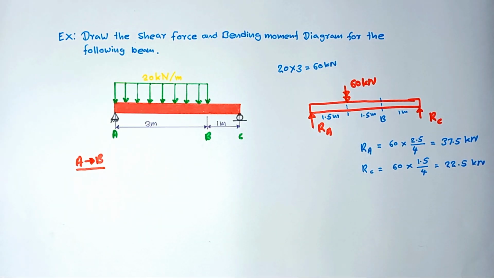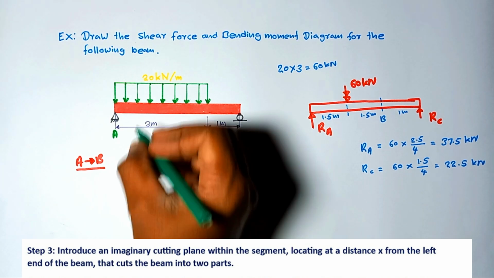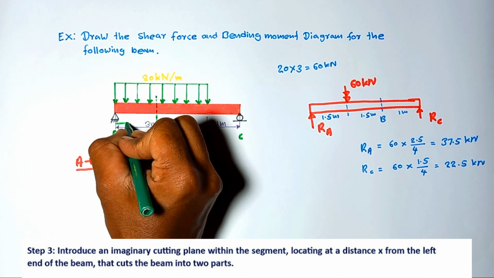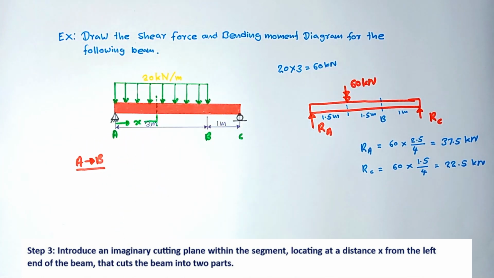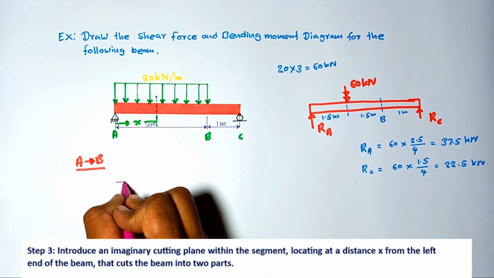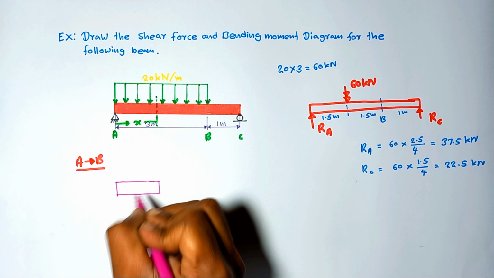When drawing the shear force and bending moment diagram, introduce an imaginary cutting plane within the segment, located at a distance x from the left-hand side of the beam. Okay. So I'm going to introduce an imaginary cut somewhere in here, at x distance from the left-hand side of the beam. Here, the distance is x. Then I'm going to consider this separated beam part separately. So I'll draw this separated beam part.